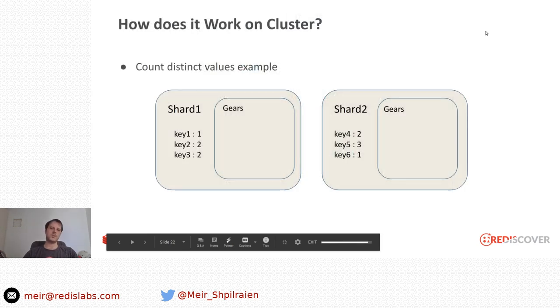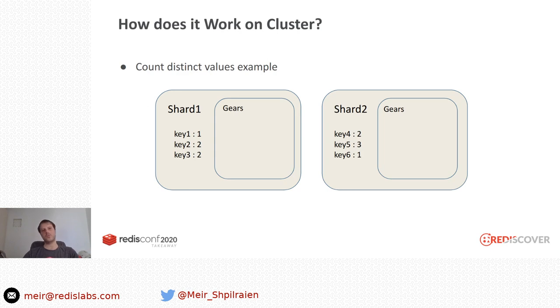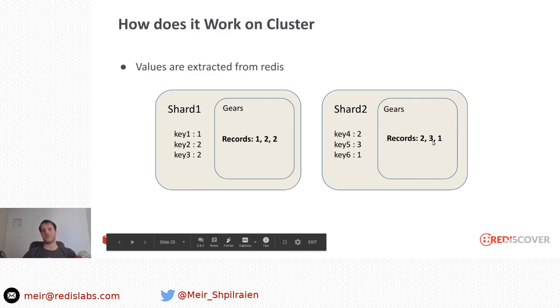So I showed you that it runs the same on a single shard or on multiple shards. So I want to explain to you how it works behind the scenes. Let's take this count distinct, for example, that we showed now in the IMDb example. The first thing is that each gear that runs on each shard extracts the records from Redis. So here we are getting all the values on this shard, and on shard 2 we are also getting all the values on this shard.